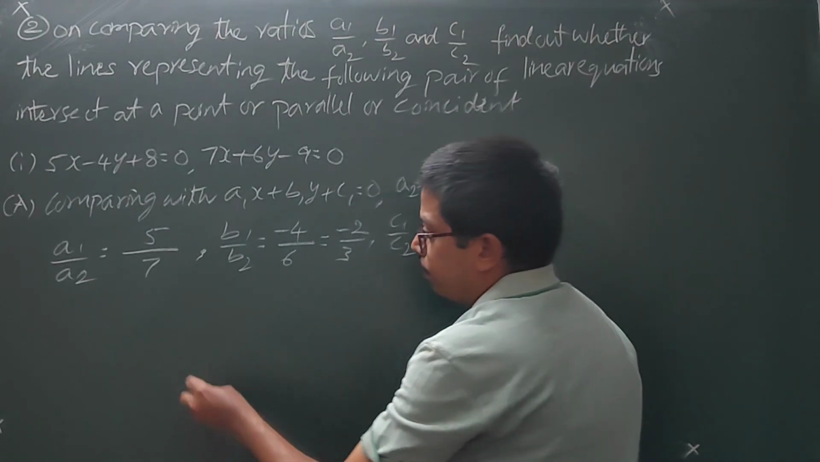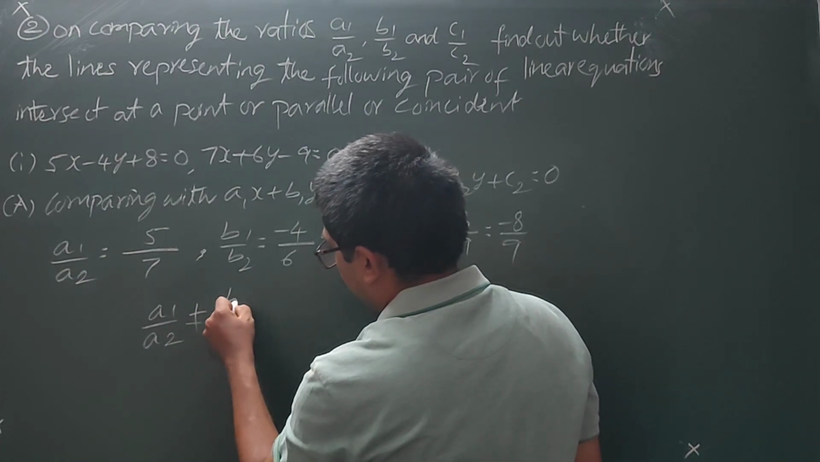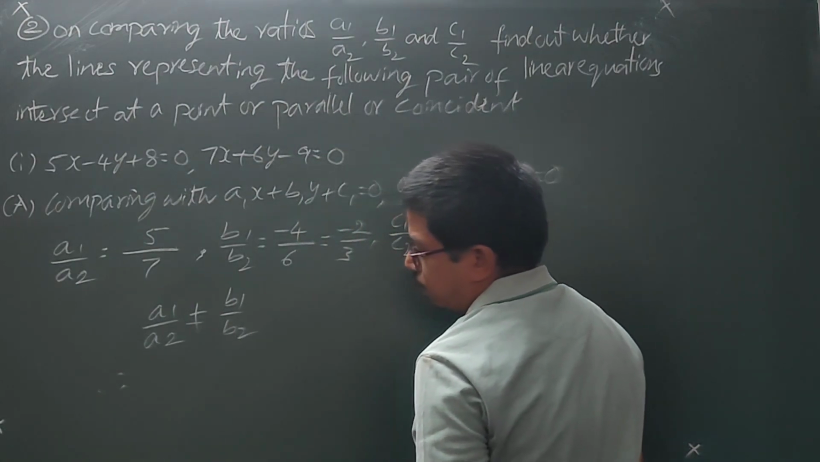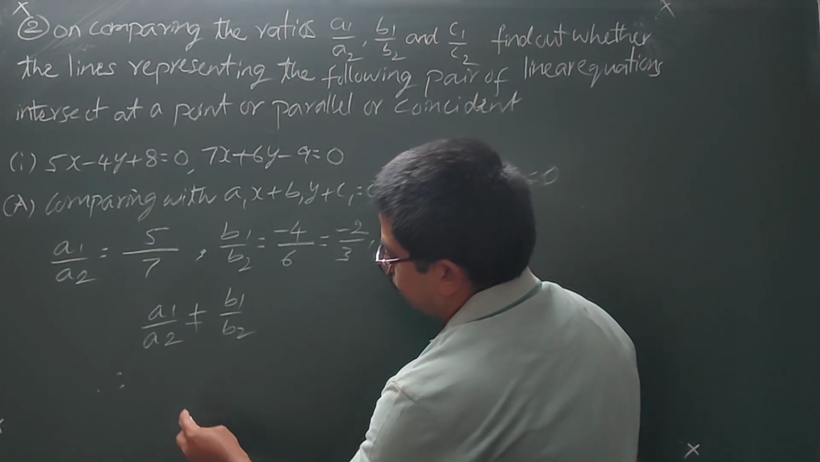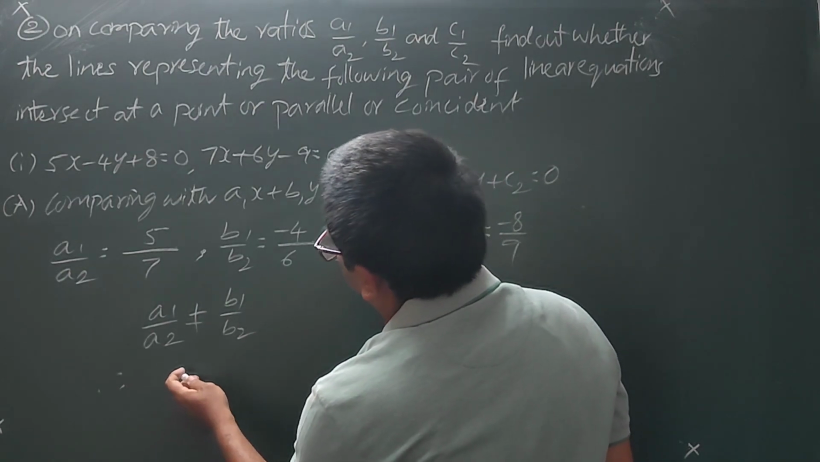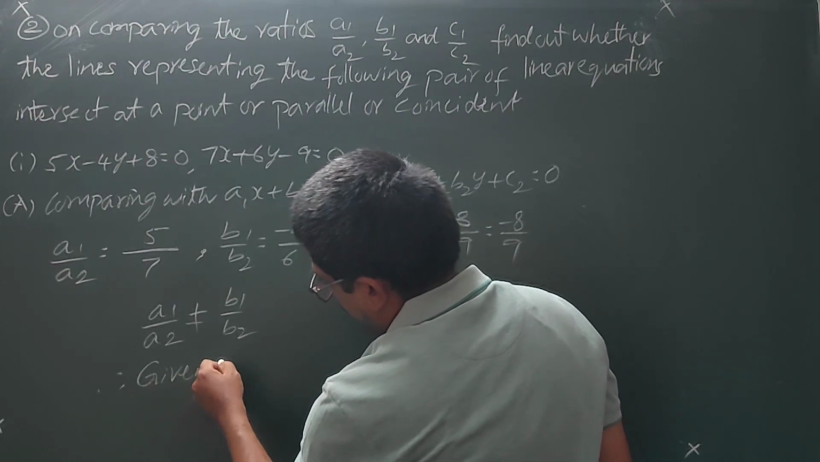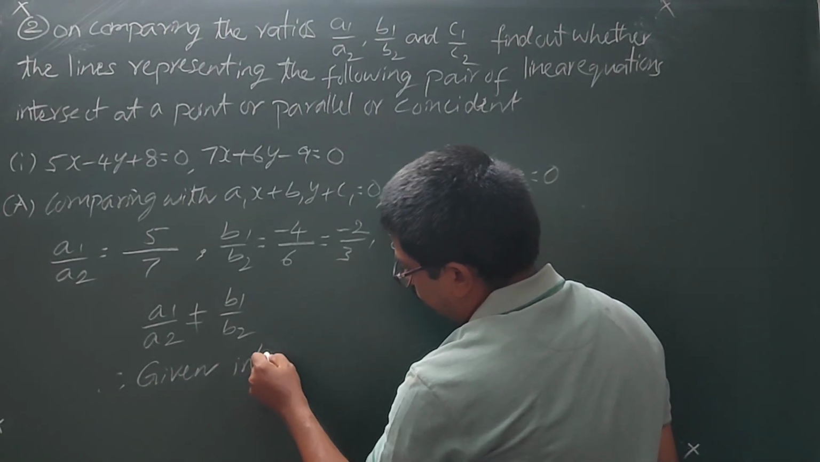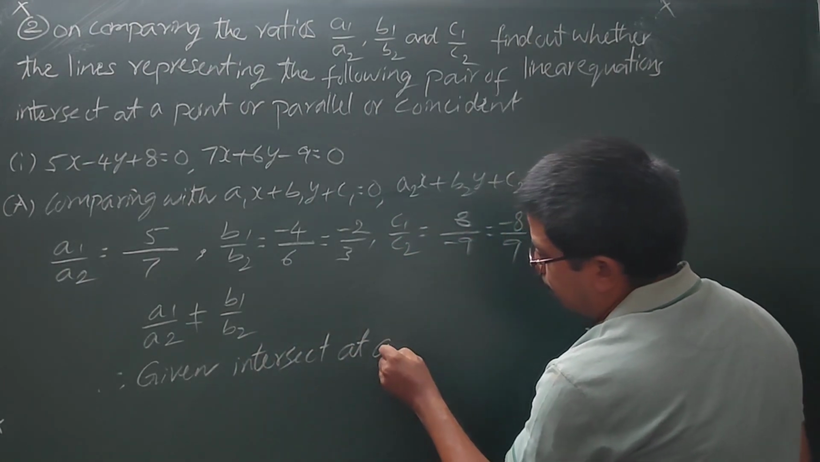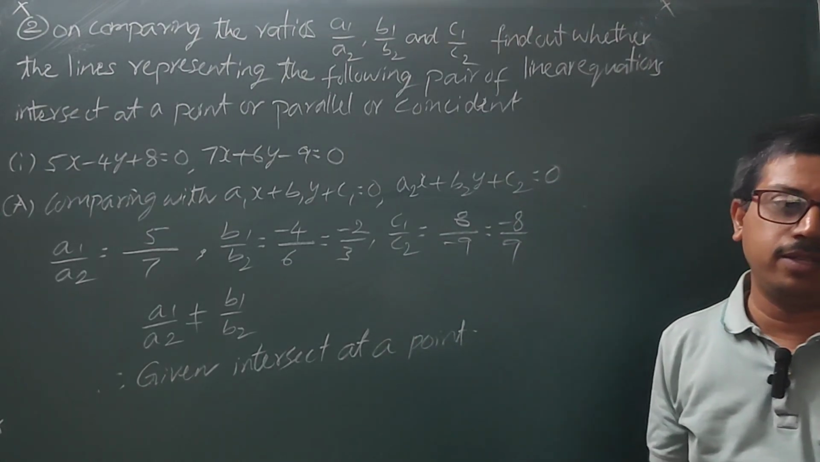We can observe a1 by a2 is not equal to b1 by b2. Therefore, the given pair of linear equations intersect at a point. So I have to write like this.